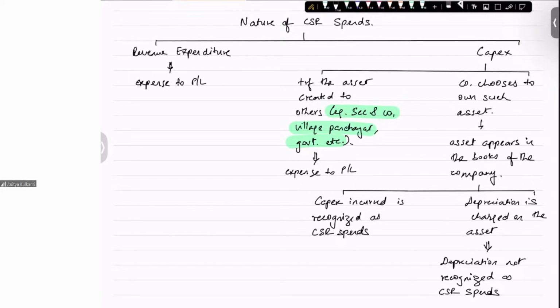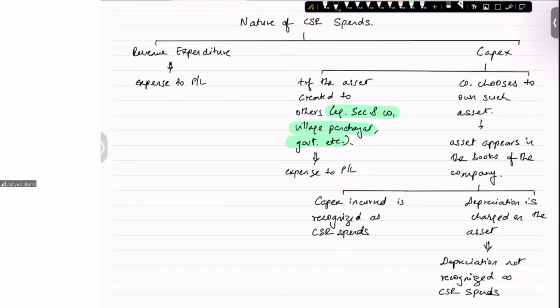So now, how do I record this capital asset? Well, first case, if you transfer the school to a village panchayat, if you transfer the hospital to a municipality, if you incur these expenses and transfer the resulting asset to a local authority, then obviously you are not having control over this asset.